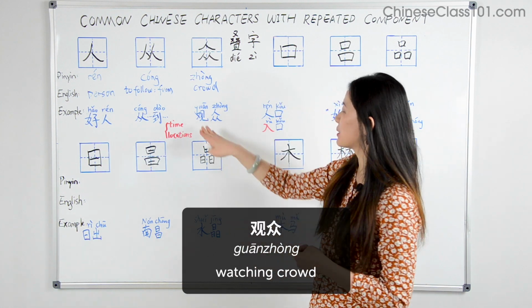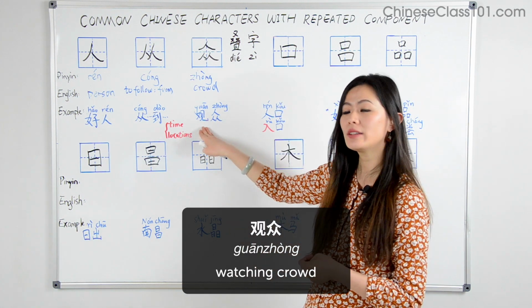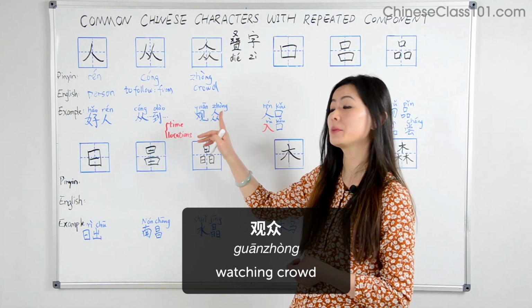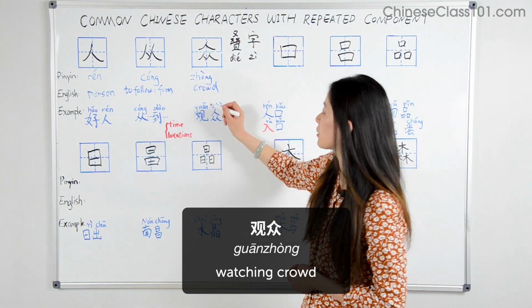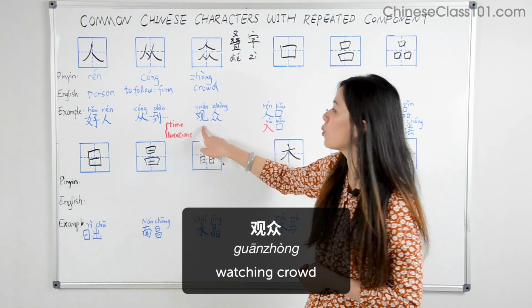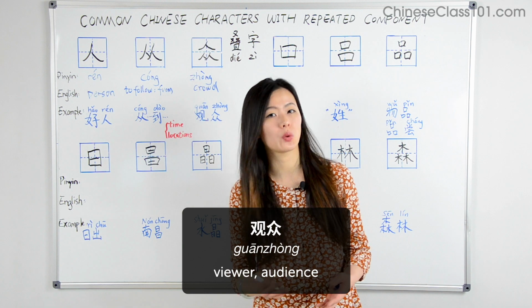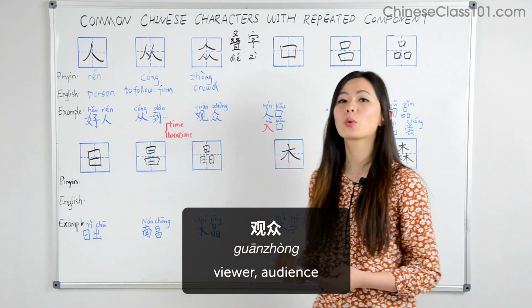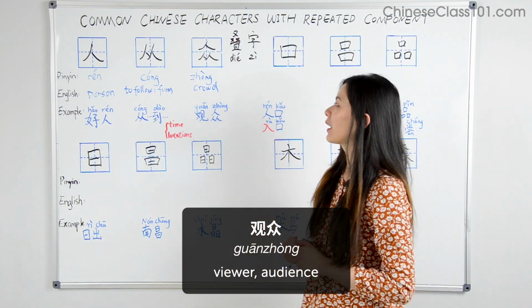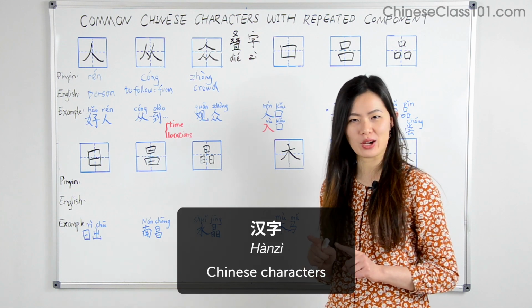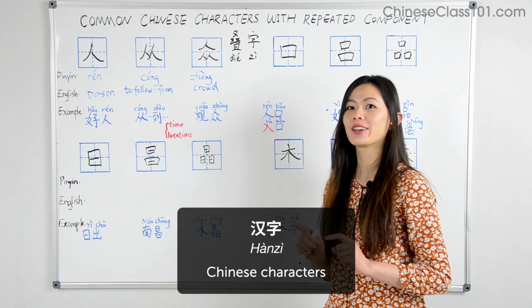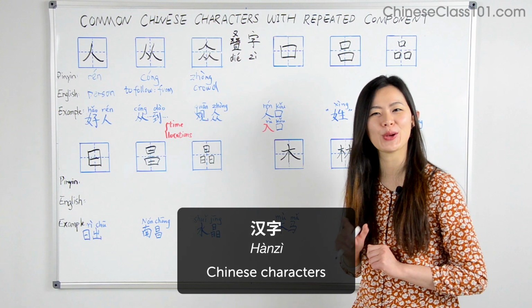Now, we have this compound word, 观众, which literally means watching crowds. 观众. This is often translated as viewer or audience. Now, if you like this way of learning Chinese characters, great, because I have more to show you.